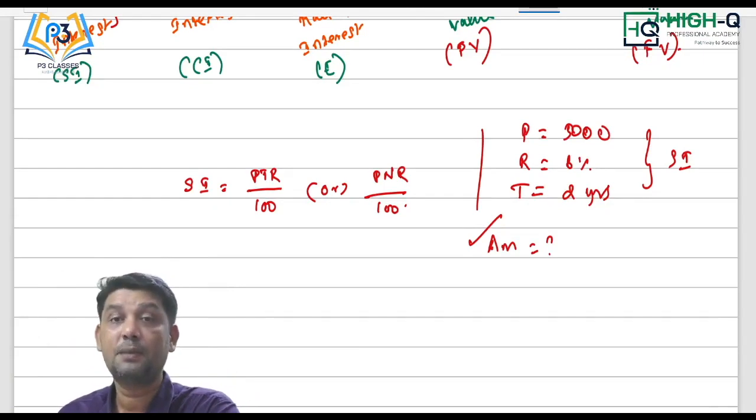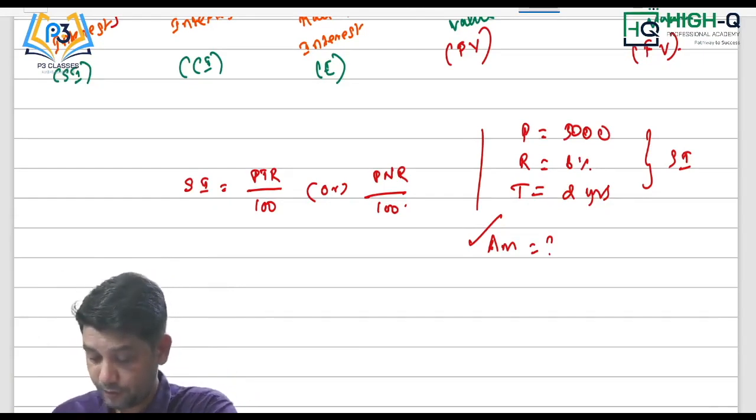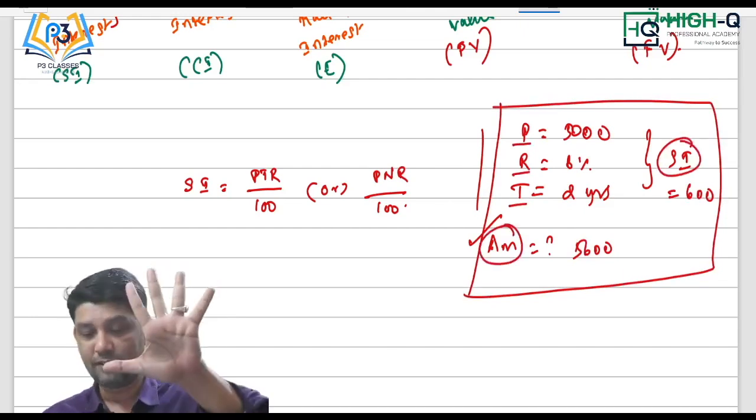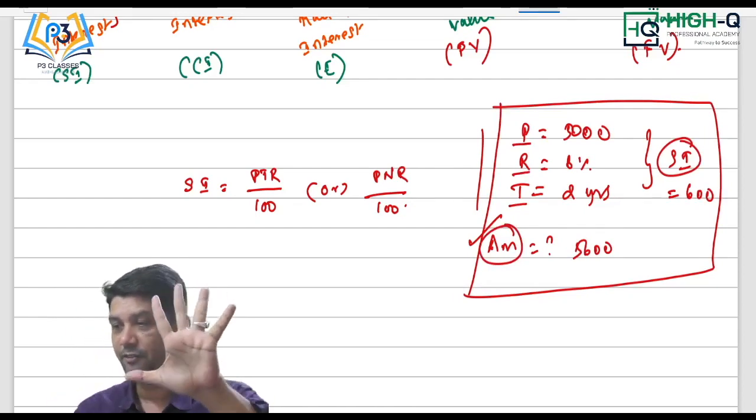This is a basic problem. In this basic problem, what all can be asked? See, simple interest is 600, right? Amount is 5,600. So principal, rate of interest, time, simple interest, amount. These are the 5 pieces of information. Am I right, my dear?